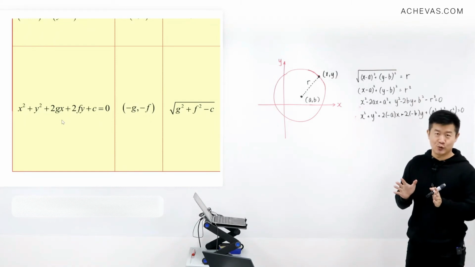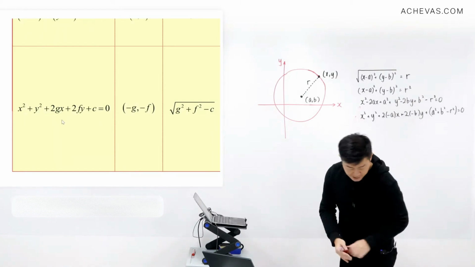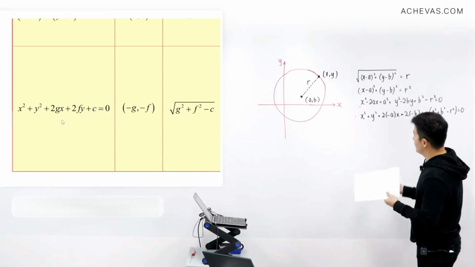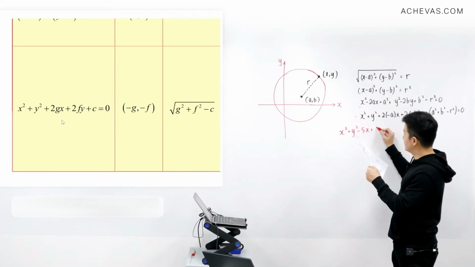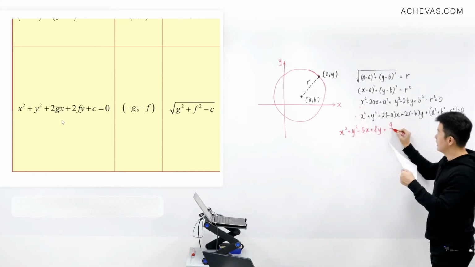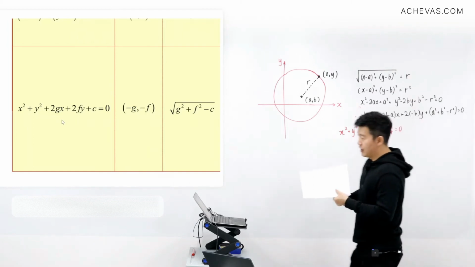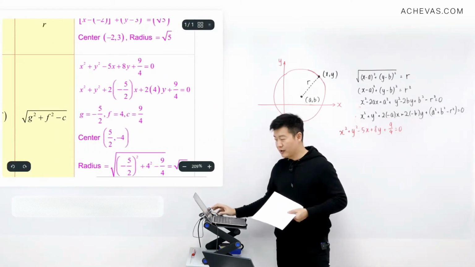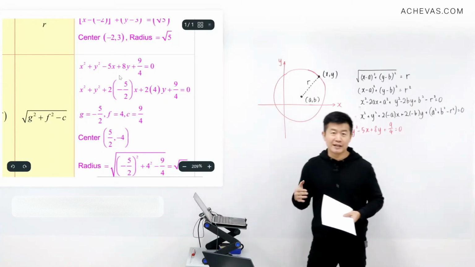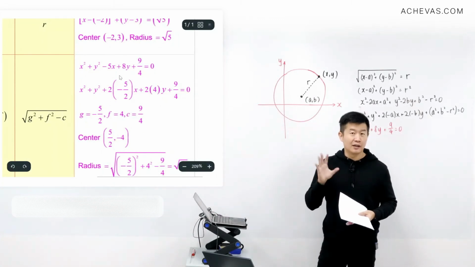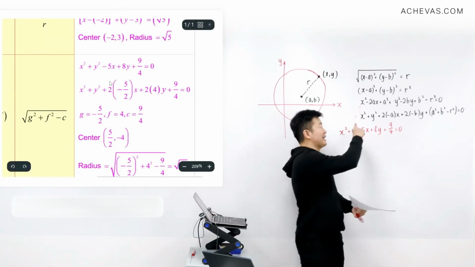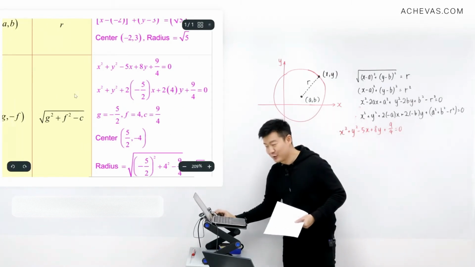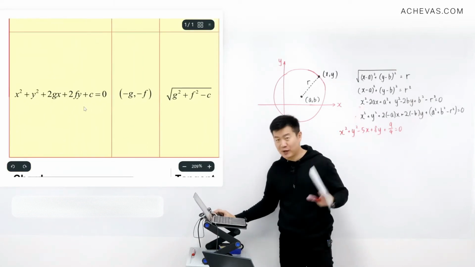This one is easier to use, which means that if I am given this other equation, let me show you. If I'm given the equation x squared plus y squared minus 5x plus 8y plus 9 over 4 is equal to 0, I'm making use of the equation that is over here. Let us see how we can find the center and the radius of this circle by making use of the extended form, which is definitely easier than the one that I have here.